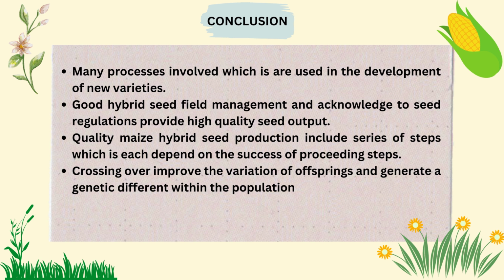In conclusion, many processes are involved which are used in the development of new varieties. Good hybrid seed management and acknowledgement of seed regulation provide high-quality seed output. Quality maize hybrid seed production includes a series of steps, each of which depends on the success of the preceding steps. It is very important because crossing over improves the variation of offspring and generates genetic differences within the population.